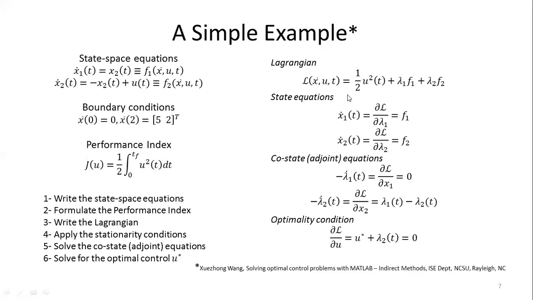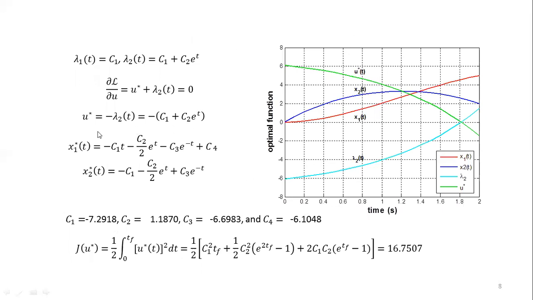So if you look at the Lagrangian, there's a u over here, and there's a u in F2 because F1 does not have a u over here. So we get two terms. From the first, we get u, and from F2, we get u multiplied by this Lagrange multiplier outside. So it's just lambda 2. So from here you can see that the optimal control u star is just minus lambda 2.